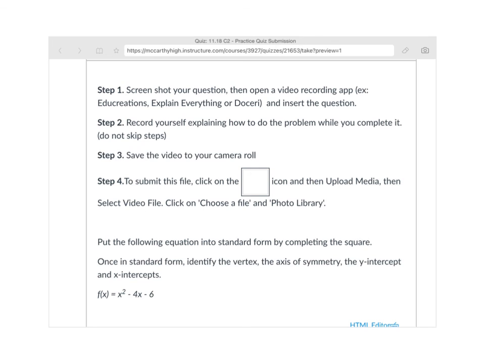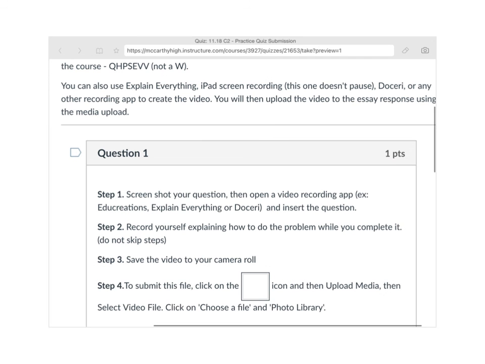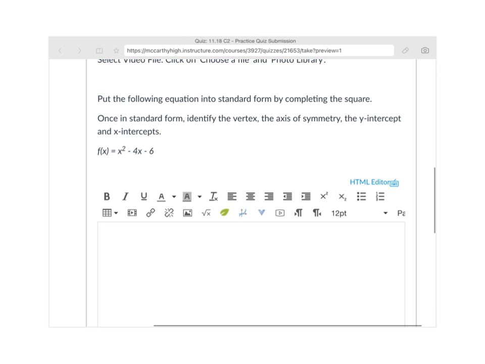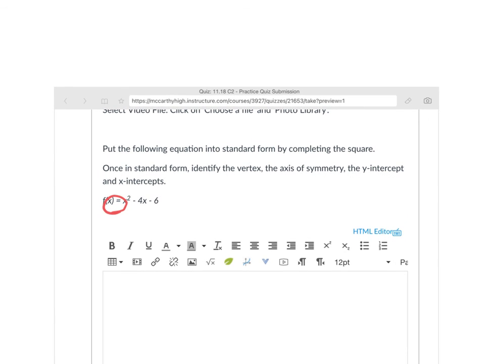Screenshot your question, open a video recording app like Explain Everything, Educreations, or Doceri, and insert the question. Record yourself explaining how to do the problem while you complete it. Don't skip steps. Save the video to your camera roll, and then submit the file by clicking on this little icon. It should be the one that looks like a film strip.